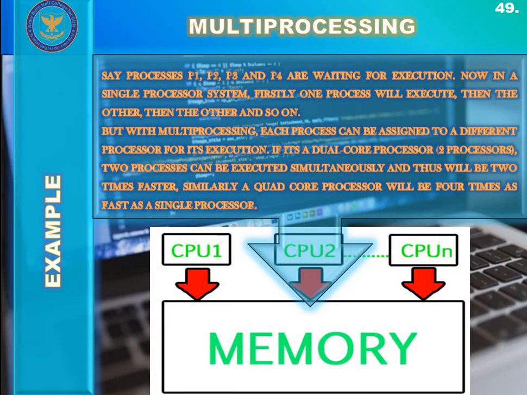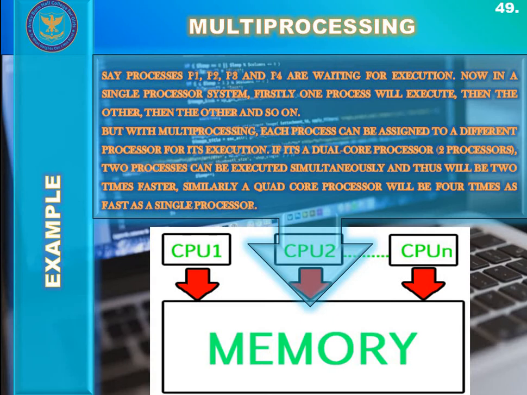So, with the help of multiprocessing, many processes can be executed simultaneously. Say processes like P1, P2, P3 and P4. These are 4 processes. So process 1 till process 4, these 4 processes are waiting for execution.